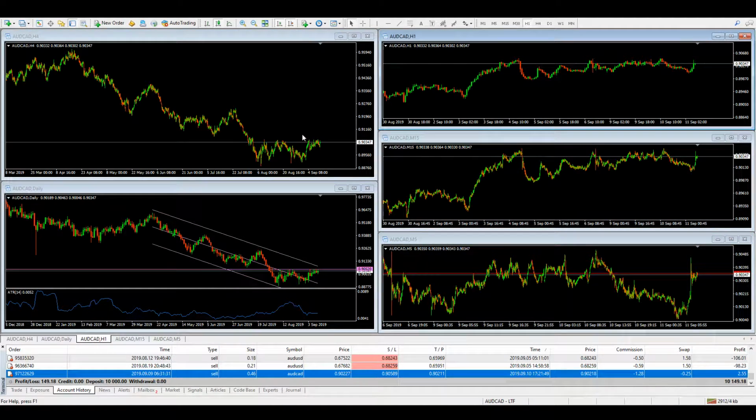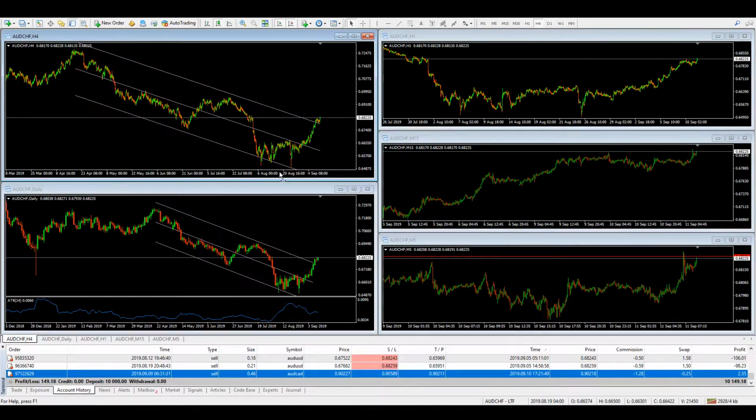So that was the AUDCAD. Let's see what else there is in the market. So this is AUD Swissy. And just a quick overview of the strategy as well.